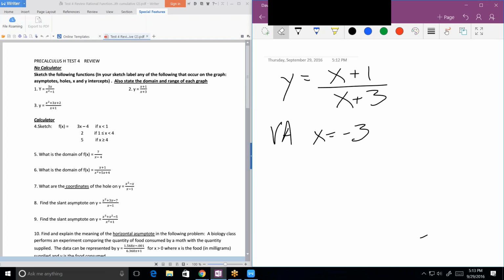So the vertical asymptote is always wherever the denominator is 0. Where's the horizontal asymptote? Wouldn't it be at 1? Yeah, when the highest power of the variable is the same in the numerator and the denominator, then the horizontal asymptote, which is always an equation defined by y equals, is the ratio of their coefficients, 1 over 1. Okay?